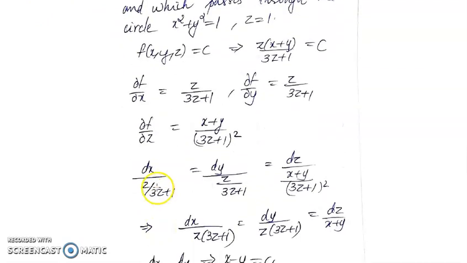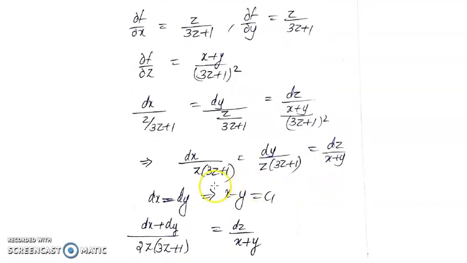So we'll get dx by z by 3z plus 1 equal to dy by z by 3z plus 1 equal to dz by x plus y by 3z plus 1 whole square. So 3z plus 1 will cancel off. So that will give you the equation. I am multiplying 3z plus 1 throughout all the terms in the denominator. So that will give me dx by z into 3z plus 1 equal to dy by z into 3z plus 1 equal to dz by x plus y.